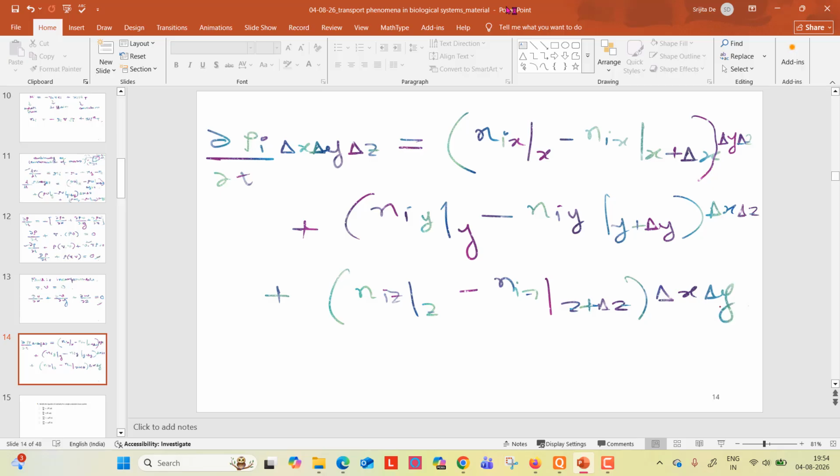And also we are considering here one extra thing, that some reaction is happening, and that reaction is defined as R i, and its molecular weight.